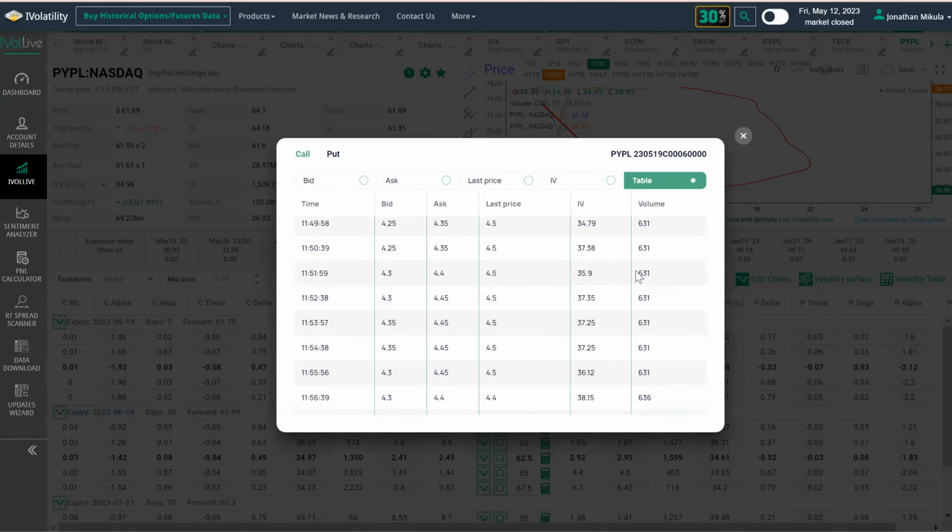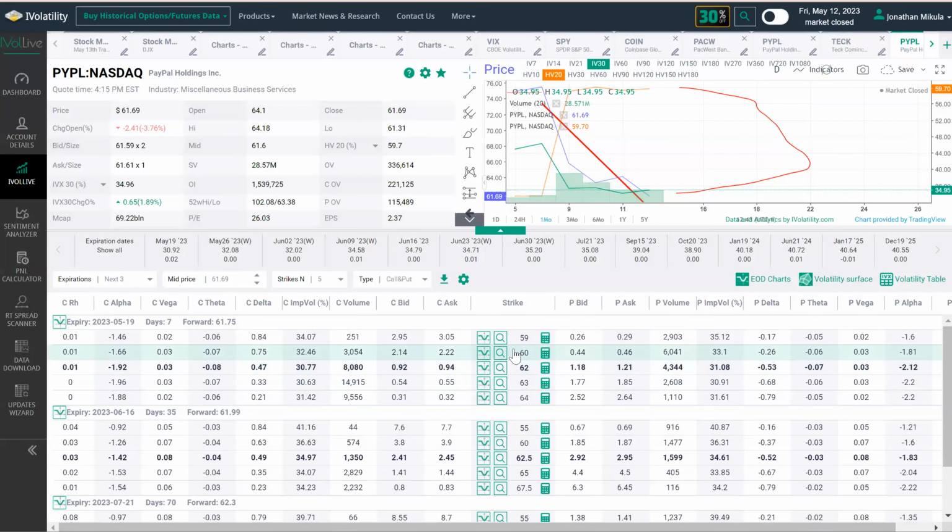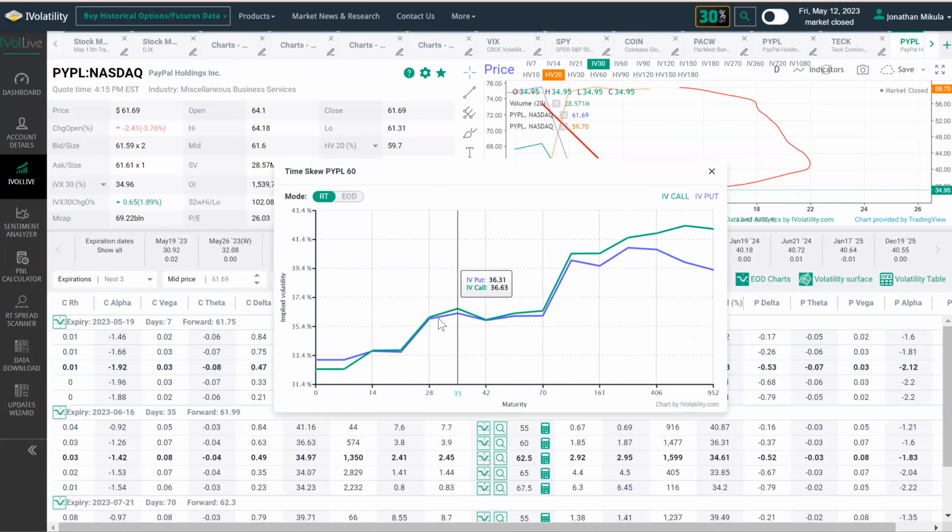This was a pretty liquid trade on Friday. So that's really cool, and you could do this for anything you're looking at. We're using PayPal as an example, but you can follow that same protocol for any stock you're interested in.